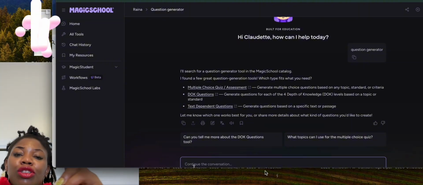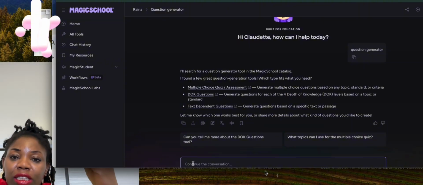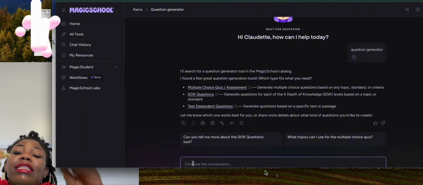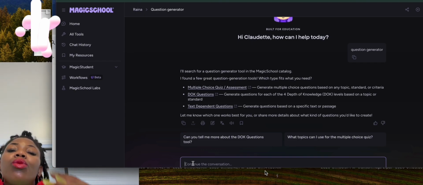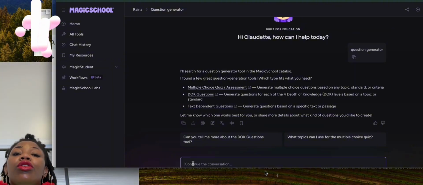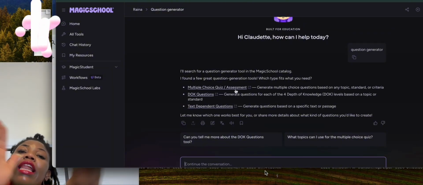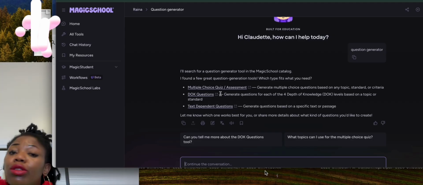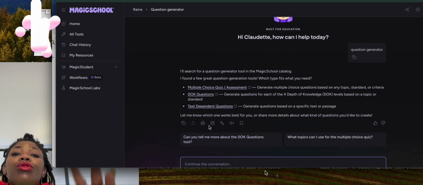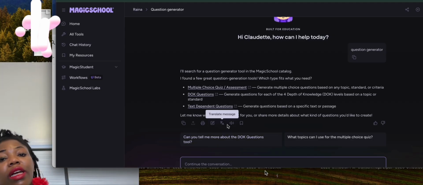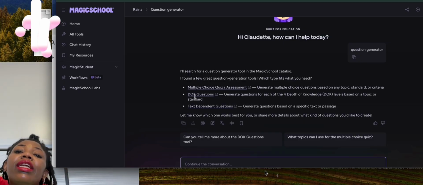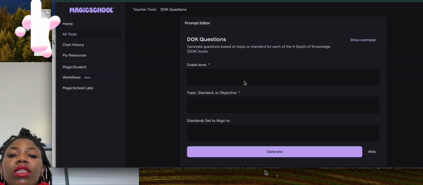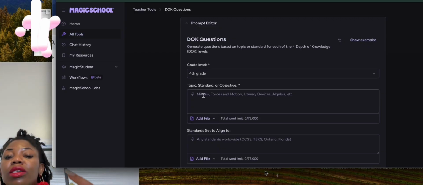It can give you different depths of knowledge questions as well as text dependent questions. Yes, if you want to translate the questions into a particular language, if you have ELD students in elementary school, in middle school, in high school, you can translate those questions into another language, right? Good. Let's go ahead and look at multiple choice questions or different depth of knowledge questions.